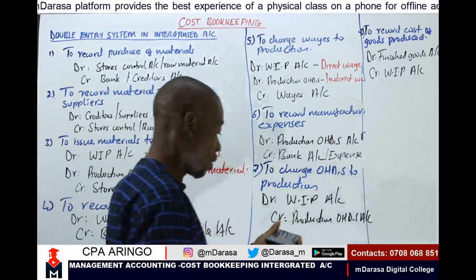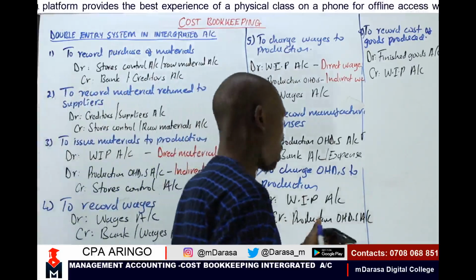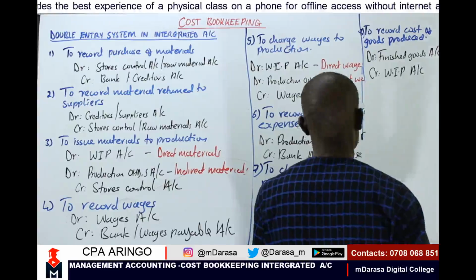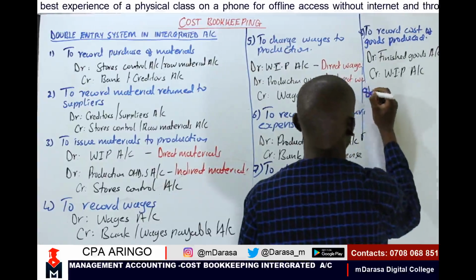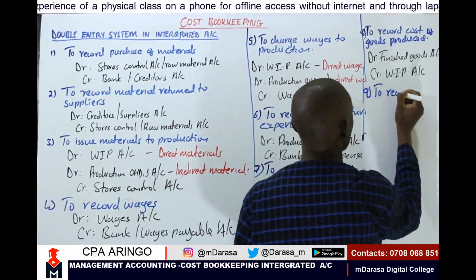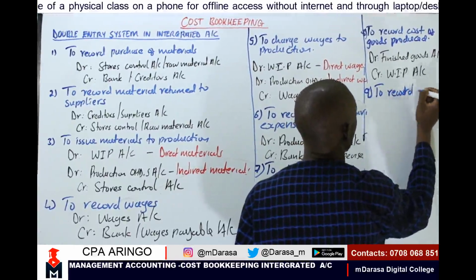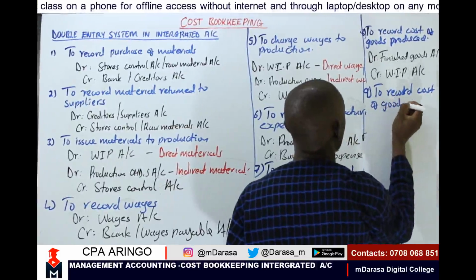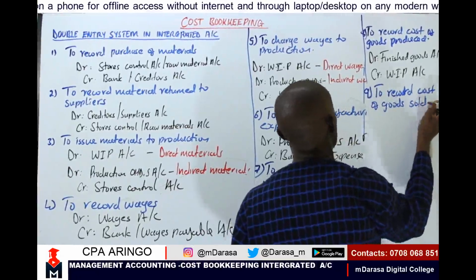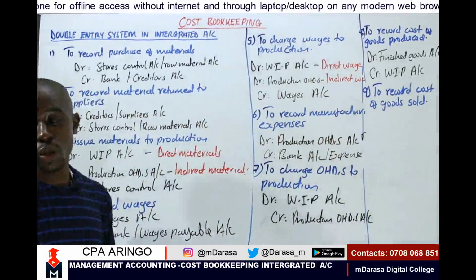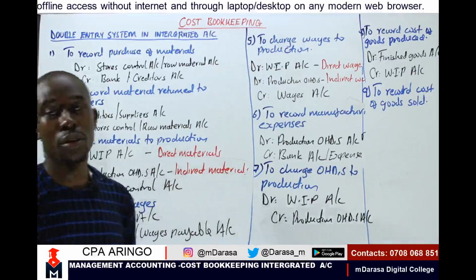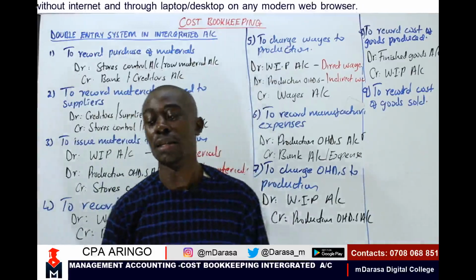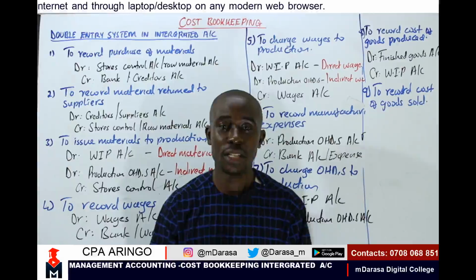Then the other account to consider at this point, we'll be talking of recording cost of goods sold. To record cost of goods sold, in this case, it will be very easy for us to get it, because if you have the knowledge of financial accounting, right now it should be very easy for you.